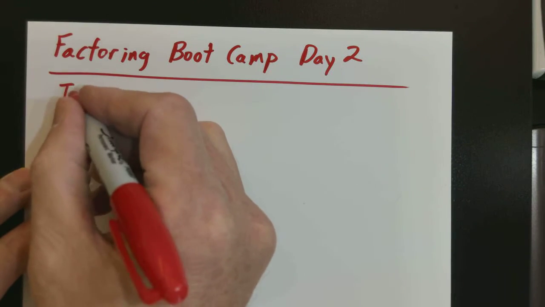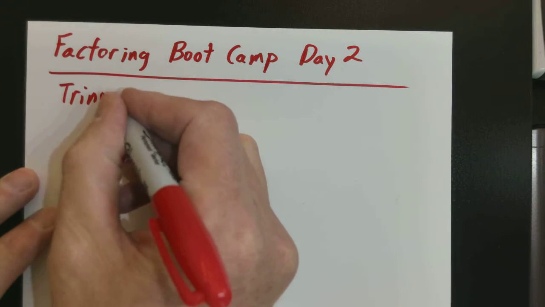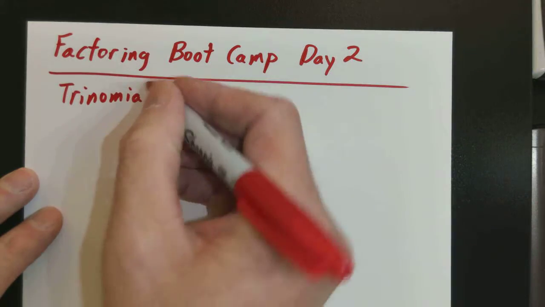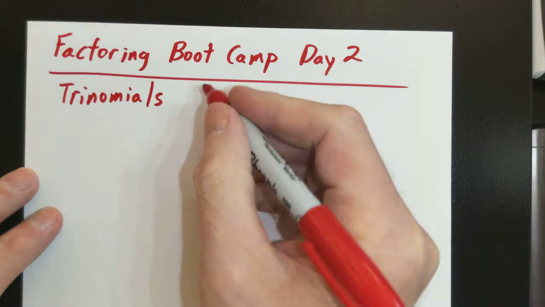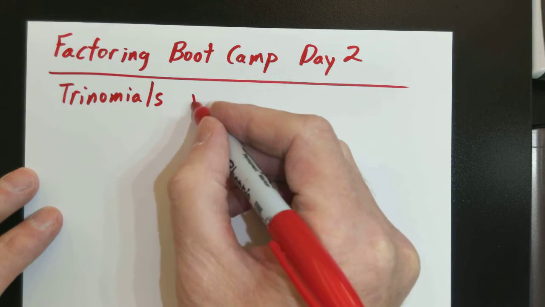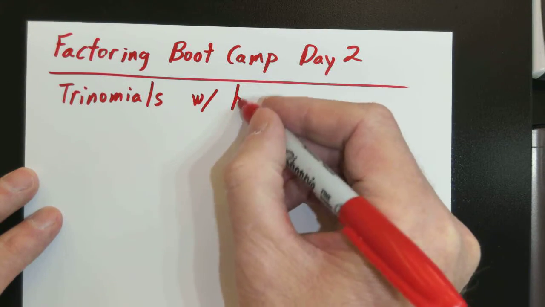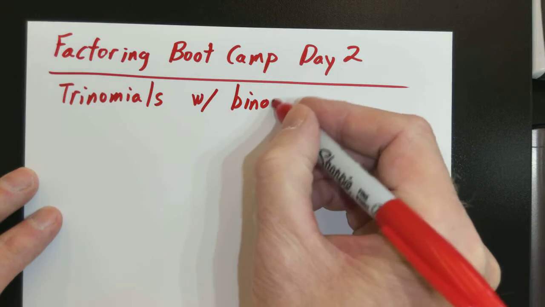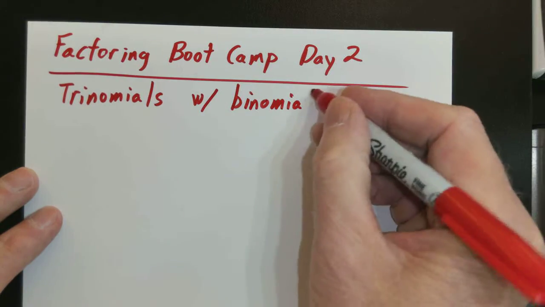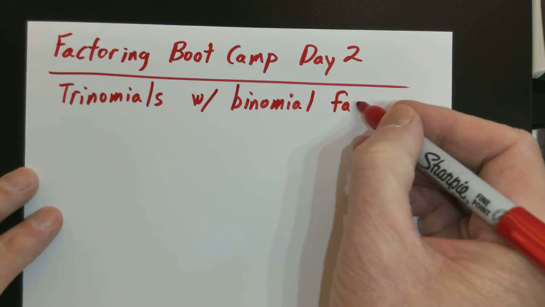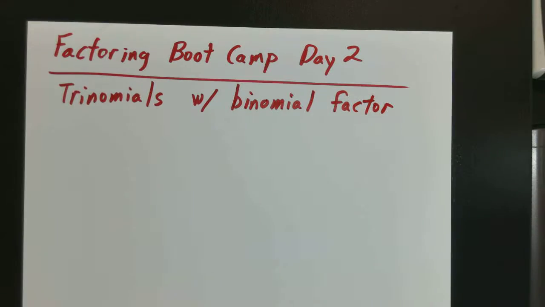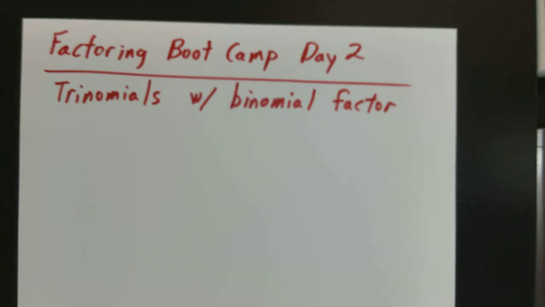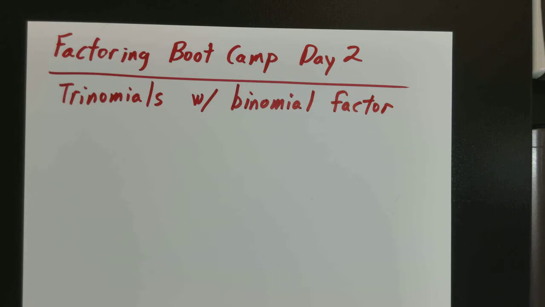We're going to get into the trinomial factoring. So we're going to factor trinomials with binomial factors. It's kind of like unfoiling, okay? You know how you foil when you multiply? Well, we're going to unfoil. We're going to take the trinomial and make it into a binomial times a binomial.